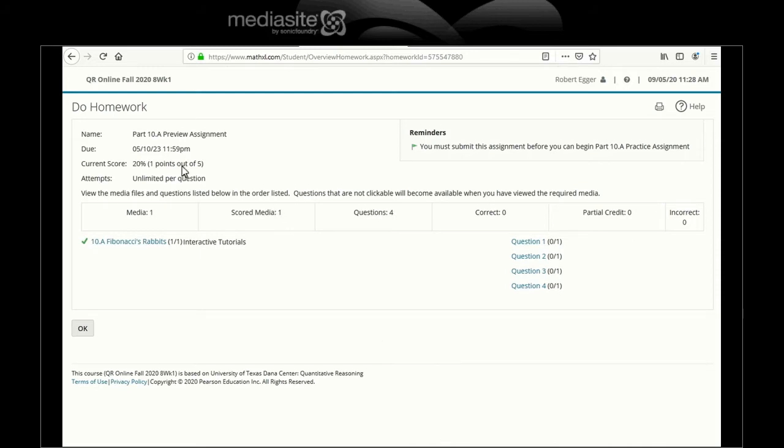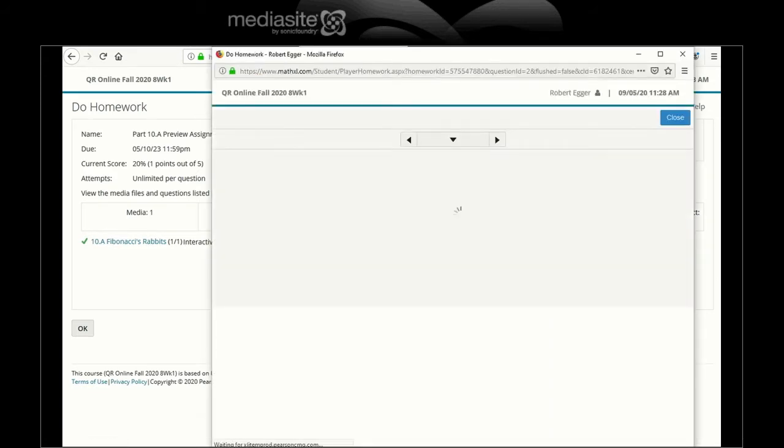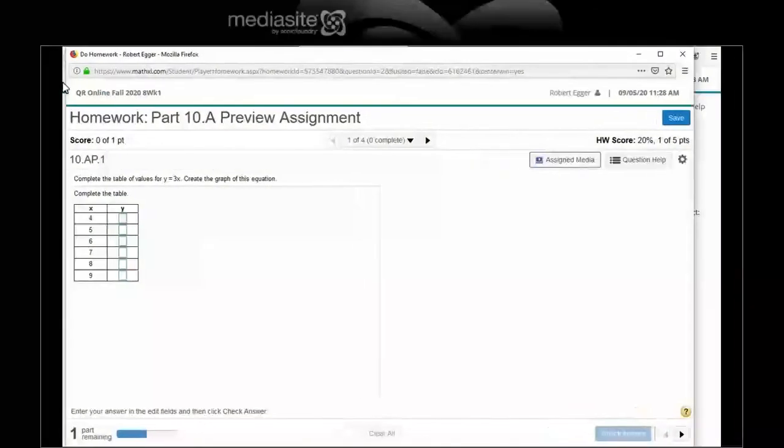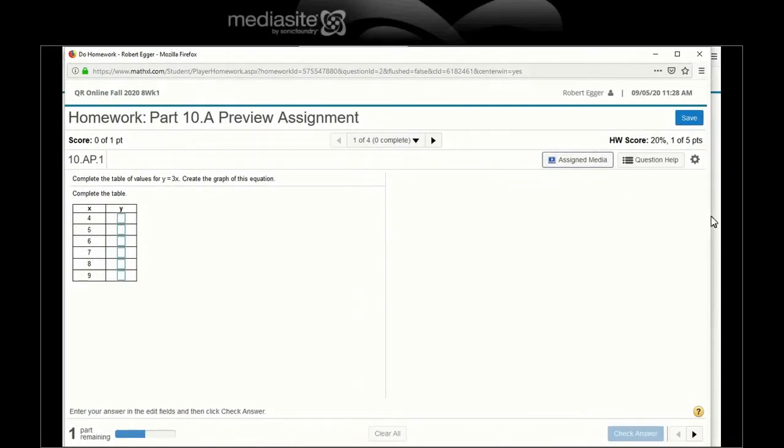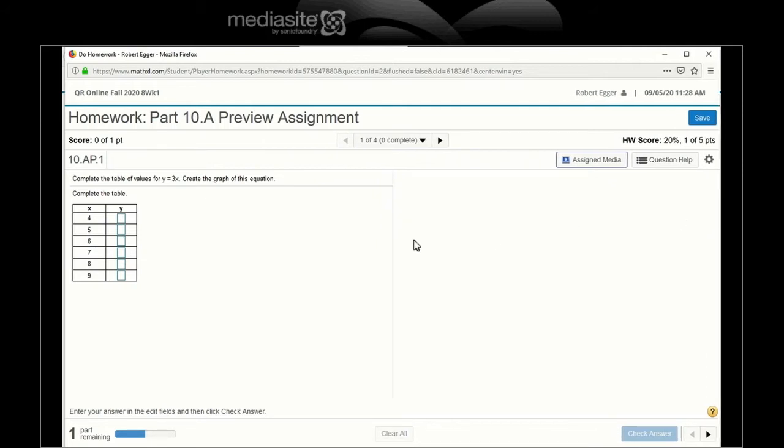We're working on Lesson 10A. We just went over the interact tutorial for the Fibonacci number, and also clarified the difference between a linear and an exponential function. So let's go look at the questions that support this work. Question 1. Complete the table of values for y equals 3x. Create a graph of this equation.